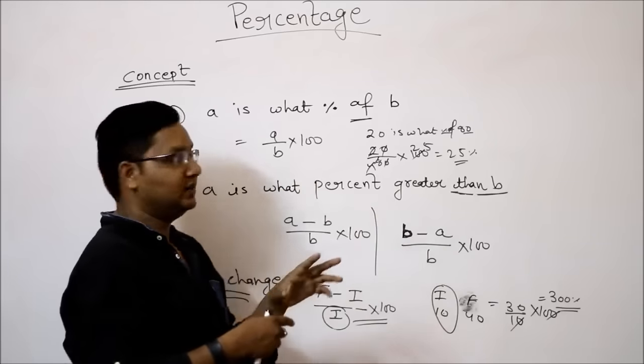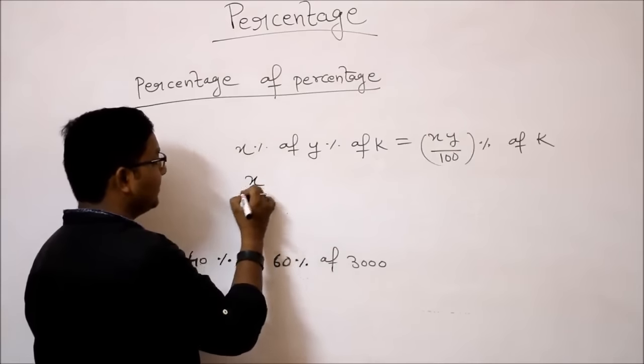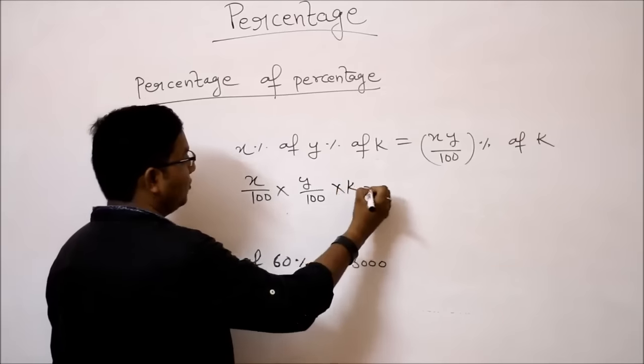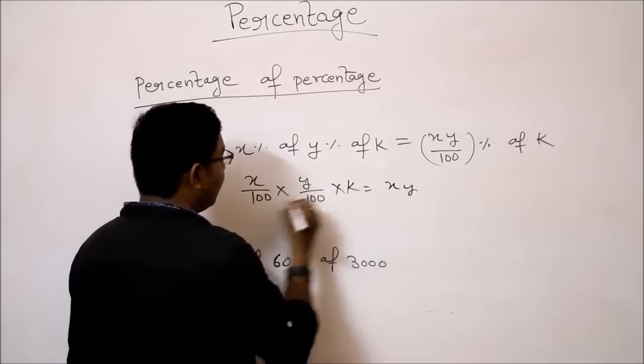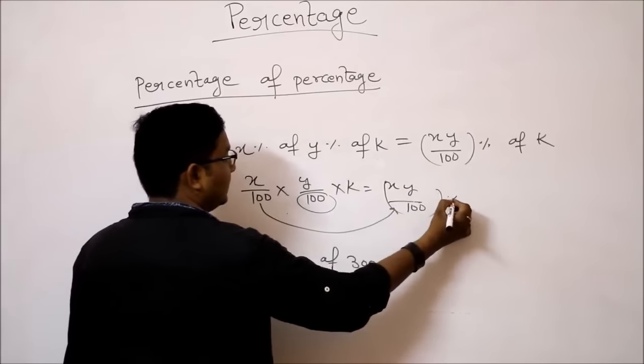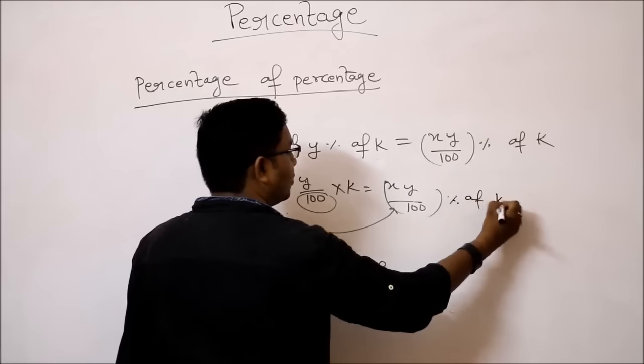Here we are seeing the concept of percentage of percentage. Problems based on this concept are also asked in competitive exams. Percentage of percentage means, suppose X percent of Y percent of K equals, the formula is XY by 100 percent of K. Let's see how we get this formula. X percent is X by 100, into Y percent means Y by 100 into K. So X into Y is XY, taking 100 as denominator, that is XY by 100, and this 100 becomes percentage of K. So this is the formula.